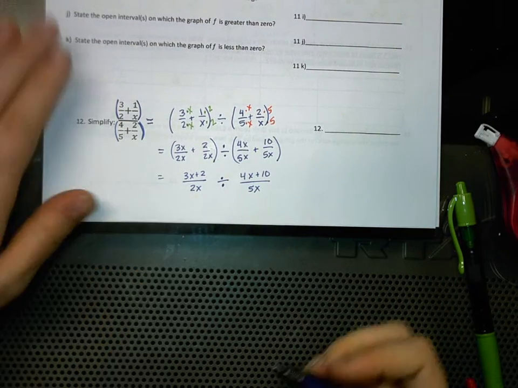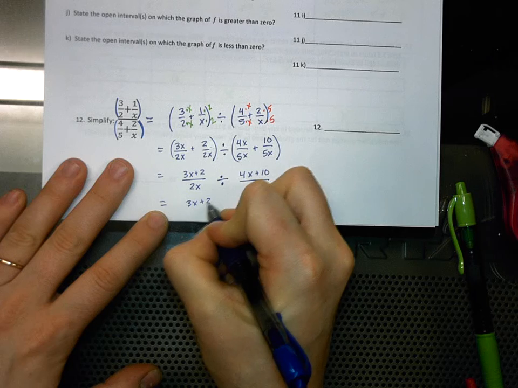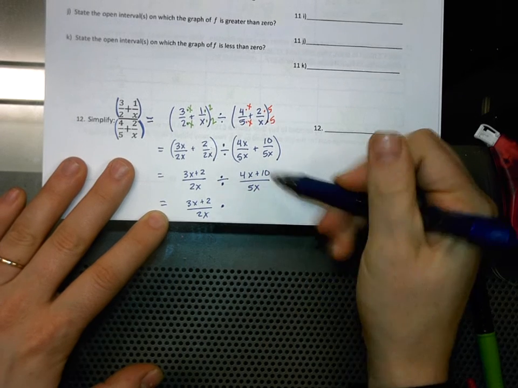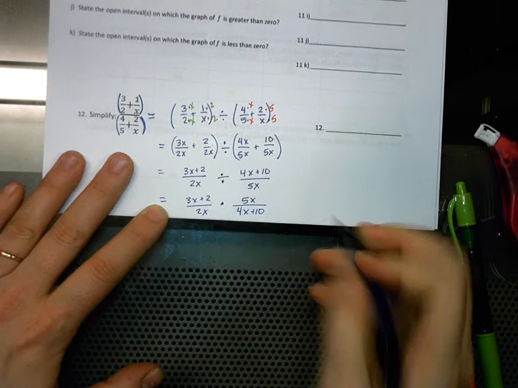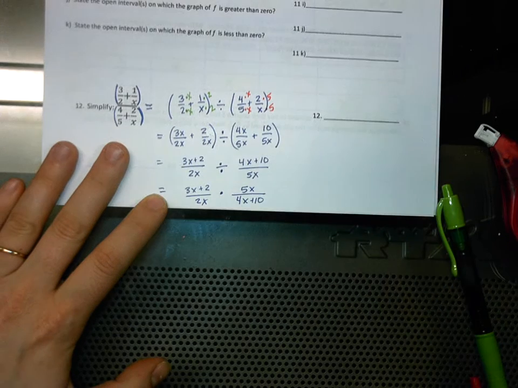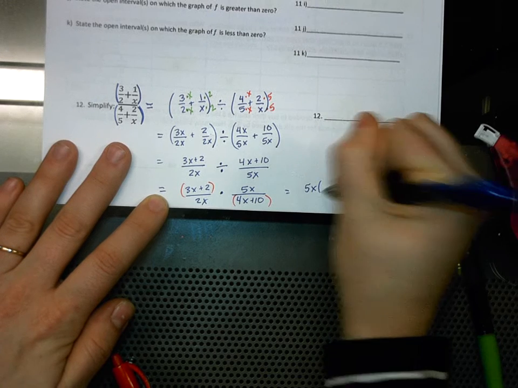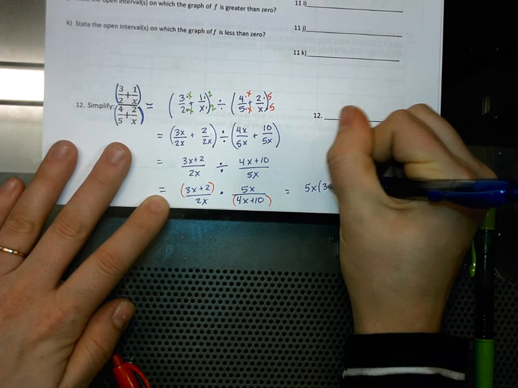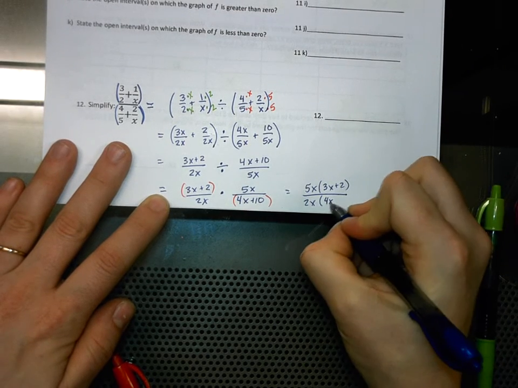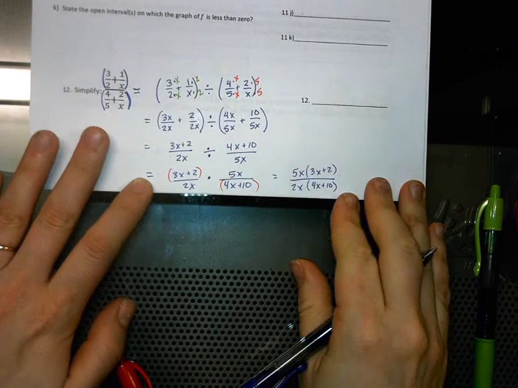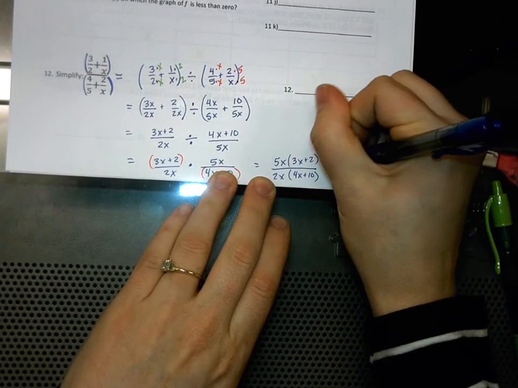Now, what am I going to change my division to? Multiplication. And my second fraction? Reciprocal. So 5x over 4x plus 10. Remember, my binomials I always put in parentheses. So this gives me 5x times (3x plus 2) over 2x times (4x plus 10). Any one of those that I can factor more? 4x plus 10. What are you going to bring out of the 4x plus 10?